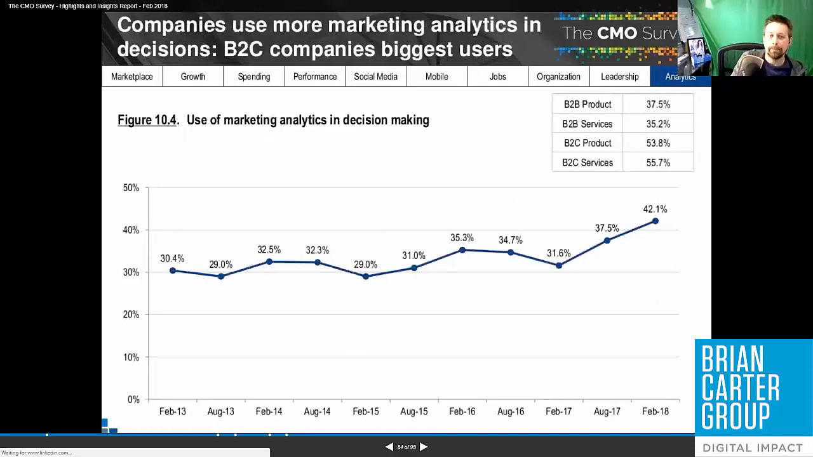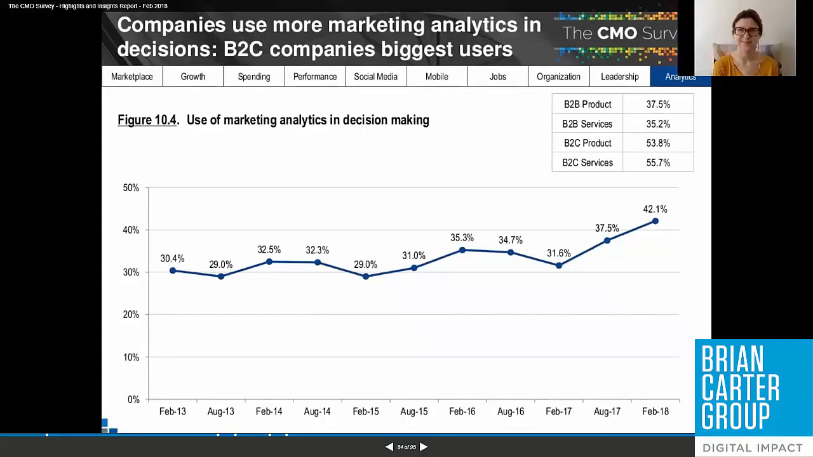Companies use more marketing analytics in decisions. B2C companies are the biggest users at 53, 54, 55, 56%. B2B companies not doing analytics as much. B2B companies always baffle me. If you are a business that works with other businesses, why would you be less analytical? That doesn't make sense.